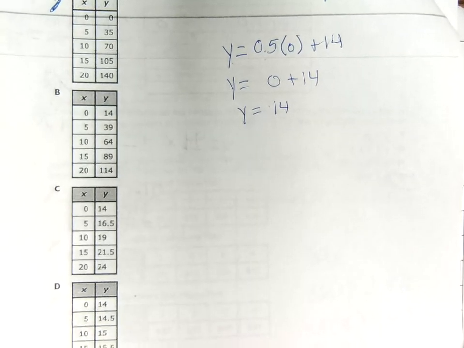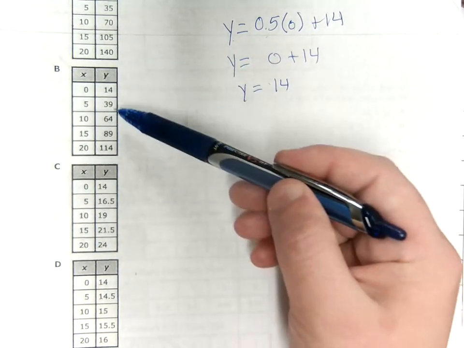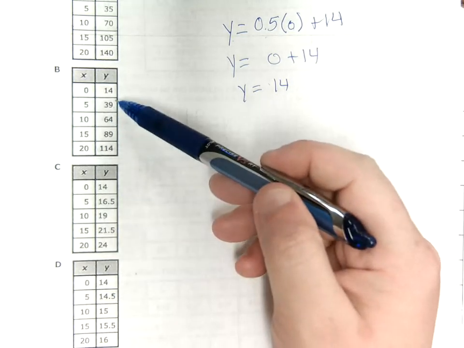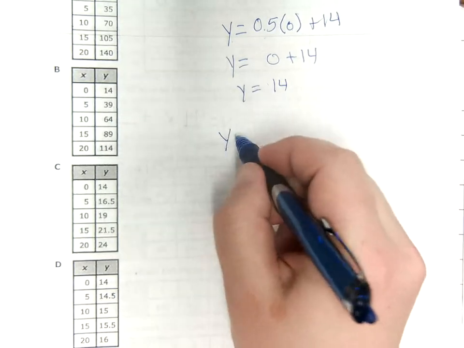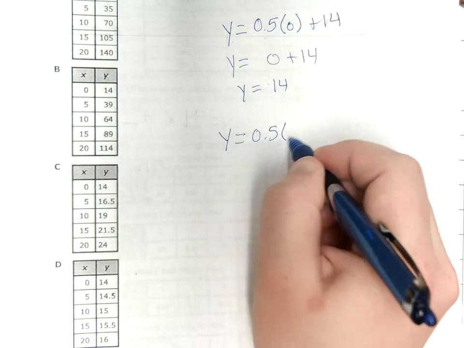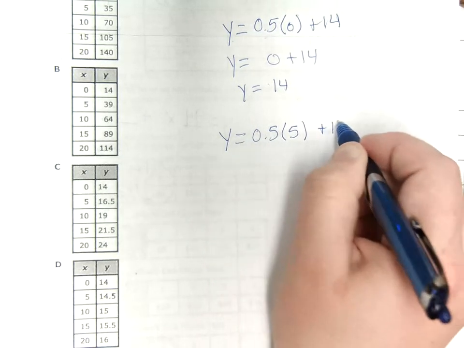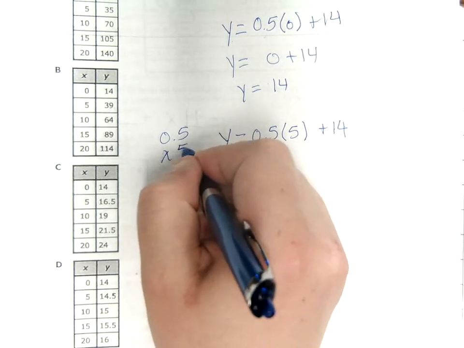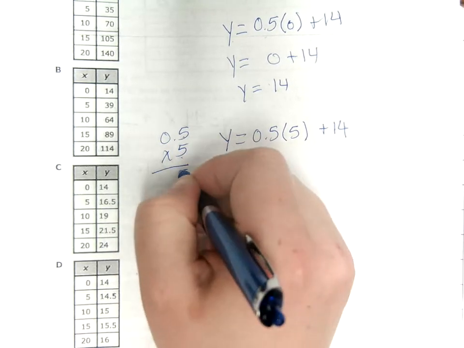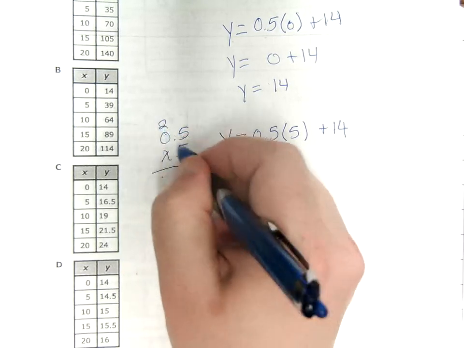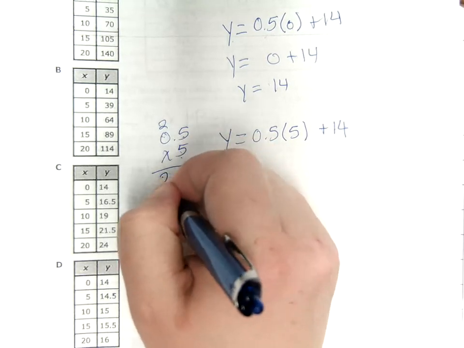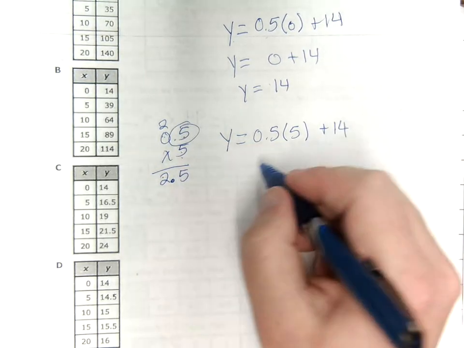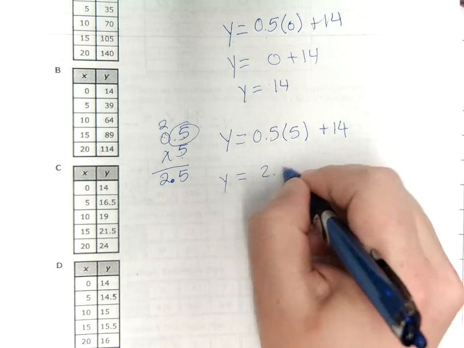Awesome. So let's look at 5, and that should be the last one we do because these are all different numbers. So whichever one I get, that's going to be the answer. Okay? Y equals 0.5 times 5 plus 14. So I need to do 0.5 times 5. 5 times 5 is 25. 5 times 0 is 0 plus 2 is 2. And then there's one number behind the decimal, so that would be 2.5. So it's going to be 2.5 plus 14.